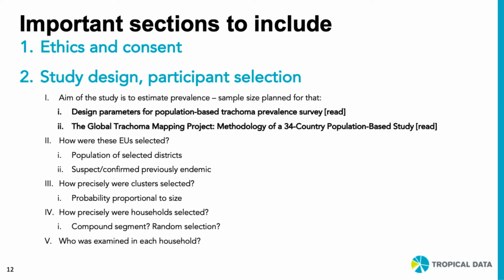In the study design section, you should consider that the aim of the study is to estimate trachoma prevalence and therefore mention that your sample size is planned for that. These papers may assist with this. The links are in the video description.